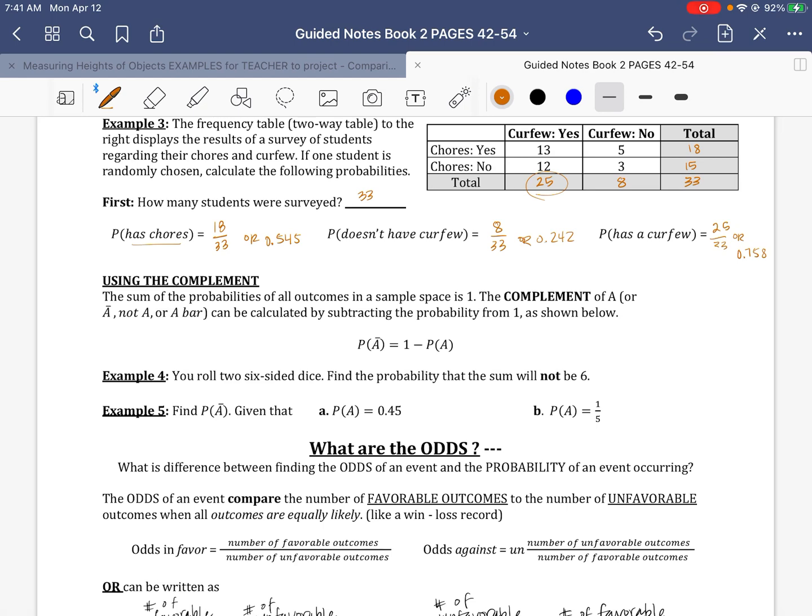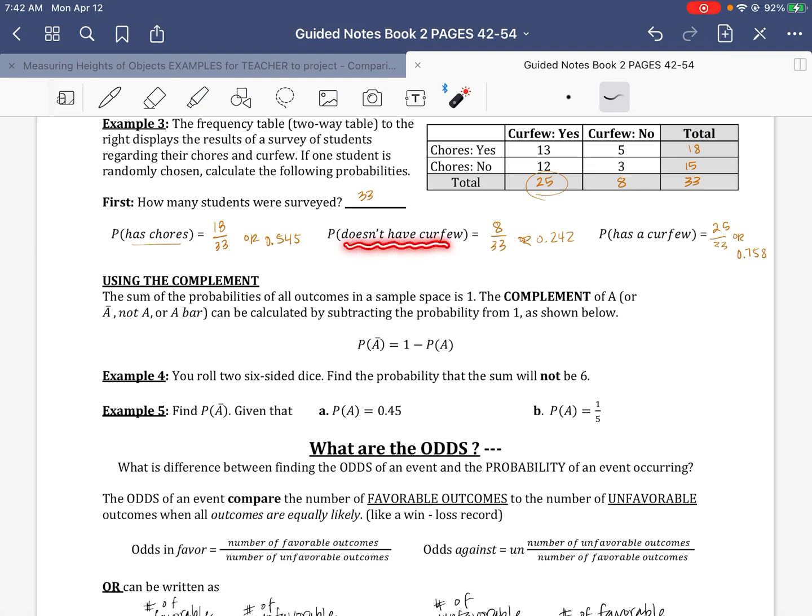So we just have 2 more things to talk about. The first one is the complement of an event and how we use the complement to help us calculate probabilities. And what are the odds? So we'll talk about odds. So first of all, the complement, I was kind of finishing off on the last video talking about how these 2 are actually what we would call complements.